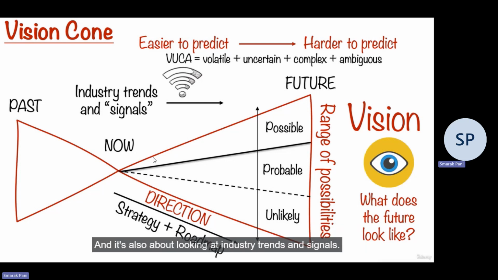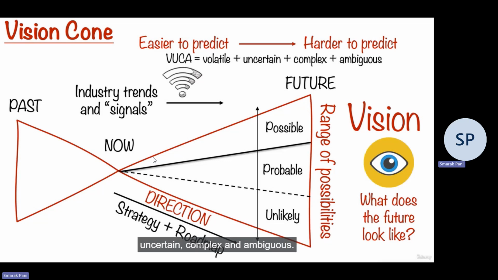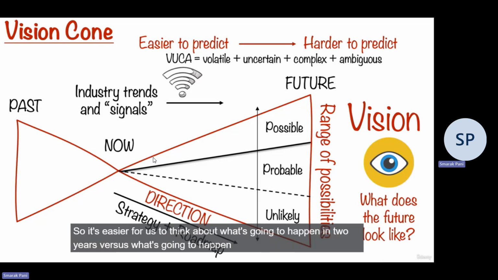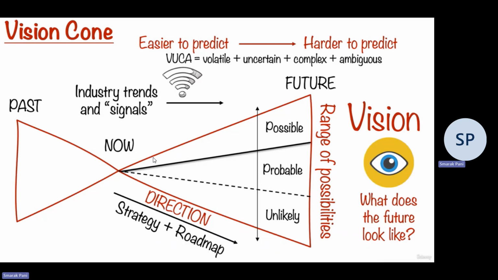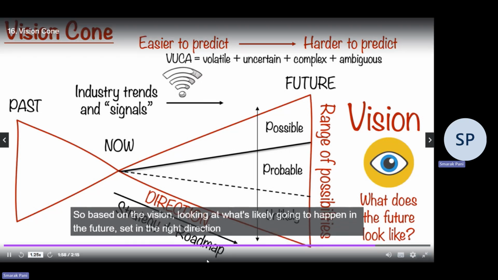And it's also about looking at industry trends and signals, right? So in this volatile world, and sometimes people use the acronym VUCA, which stands for volatile, uncertain, complex, and ambiguous. So it's easier for us to think about what's going to happen in 2 years versus what's going to happen in 10, 20, 30 years, where it's much harder to predict. So an IT leader's got to look at the signals, the trends in the industry to try and anticipate what that future is going to be like. And they've got to set the direction accordingly. And that's where the strategy and the roadmap really comes in. So based on the vision, looking at what's likely going to happen in the future, setting the right direction for an organization, options and different scenarios.